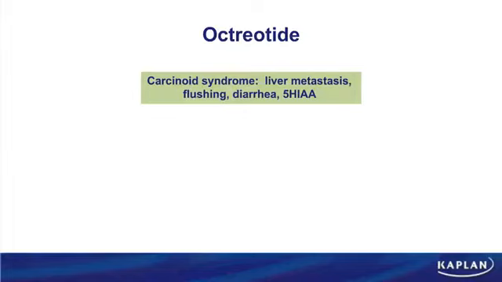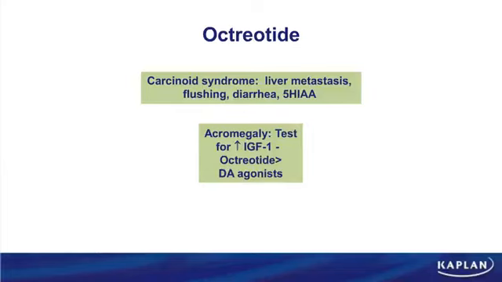A second use for this drug is in the treatment of acromegaly. We can also use dopamine agonists for acromegaly, but today octreotide is more popular. We know that acromegaly is associated with increased levels of growth hormone, but a more specific test is to test for increased levels of IGF-1, since IGF-1 mediates many of the effects of growth hormone. The third use for octreotide is bleeding esophageal varices, because of a vasoconstrictive property of this drug.